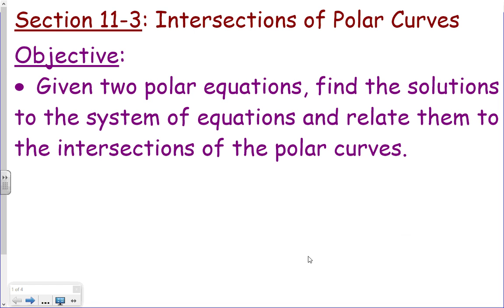All right, open up your book to section 11-3. We're on page 574 in your book. This section is titled Intersections of Polar Curves, and the objective here is, given two polar equations, find the solutions to the system of equations, and relate them to the intersections of polar curves. So we're trying to find intersections is what we're trying to find.